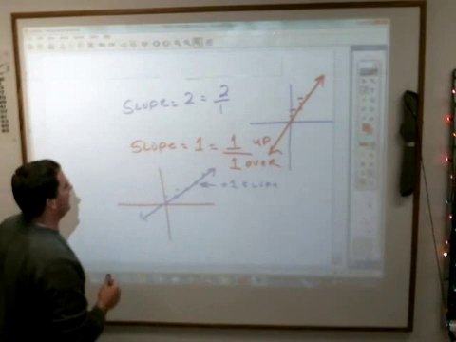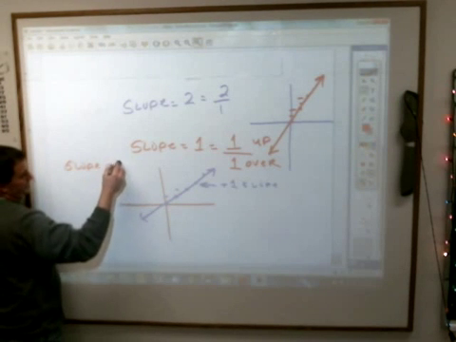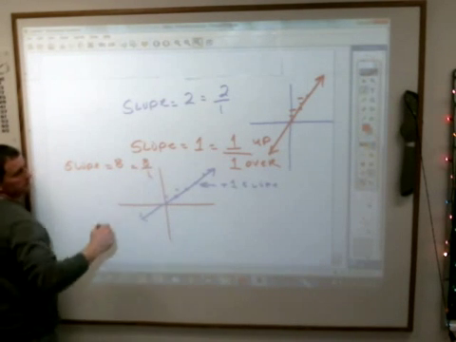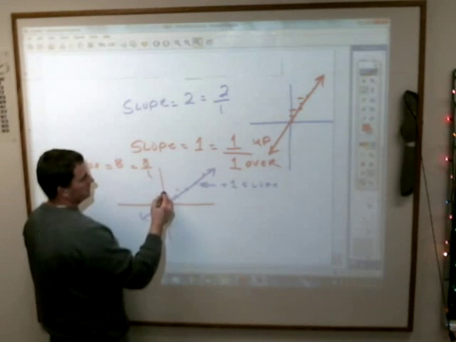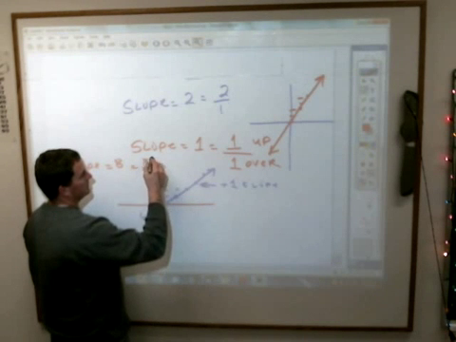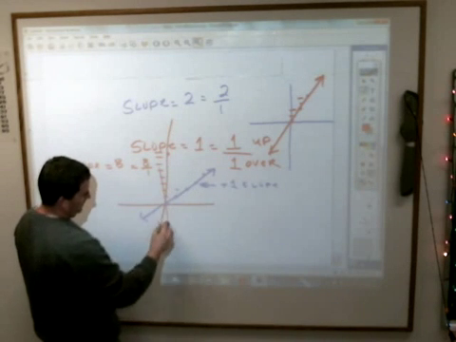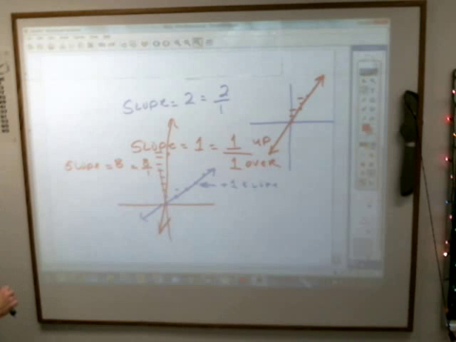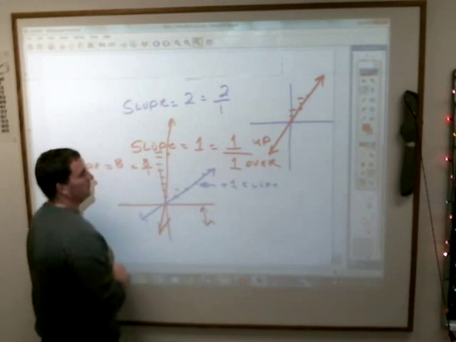Okay? If you had a slope of, I don't know, let's go 8. That would be 8 over 1, which means it goes up 8, 1, 2, 3, 4, 5, 6, 7, 8 over 1. Here is your slope of 8. Is there a limit to how much slope you could have? No. Okay. But you'll never have a line that goes straight up. We'll talk about that later.